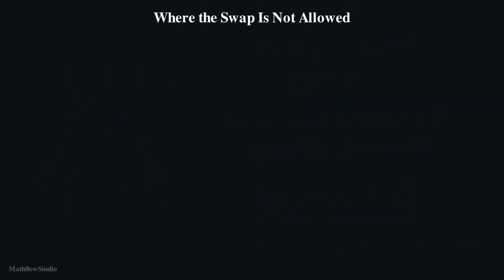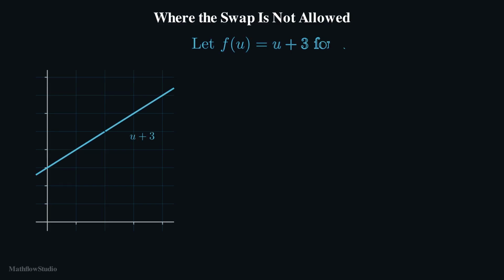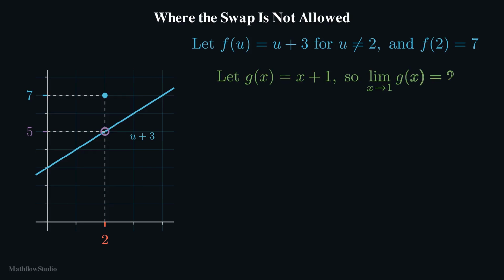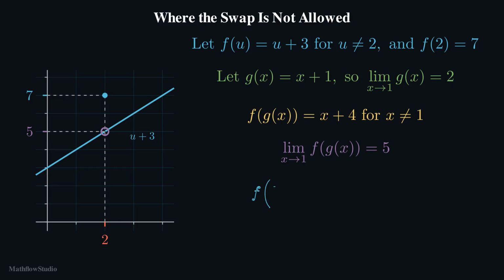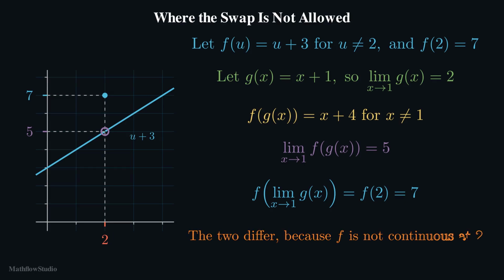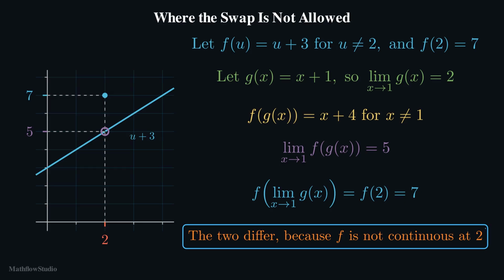The hypothesis about the outer function is not decoration, and dropping it breaks the conclusion. Take an outer function that is a straight line except at one input where its value is moved upward. At the input 2, the line would give 5, but the function is defined to take the value 7 there. Take an inner function that approaches 2 as its own input approaches 1. Away from that input, the composition is the line shifted, so it approaches 5. Moving the limit inside instead evaluates the outer function at 2, which gives 7. The two answers differ, and the reason is that the outer function is not continuous at the value the inner one approaches.